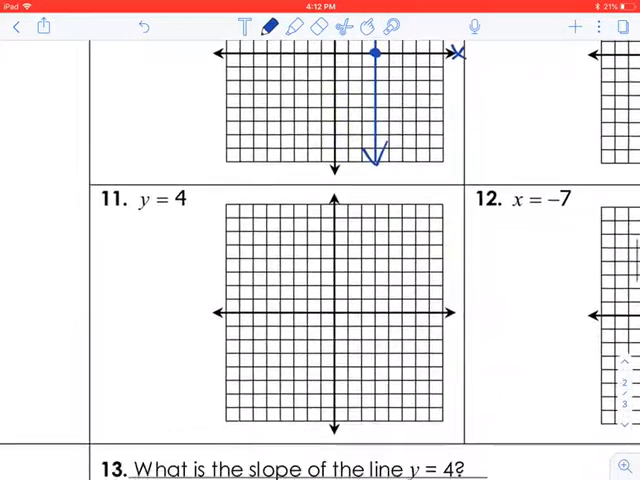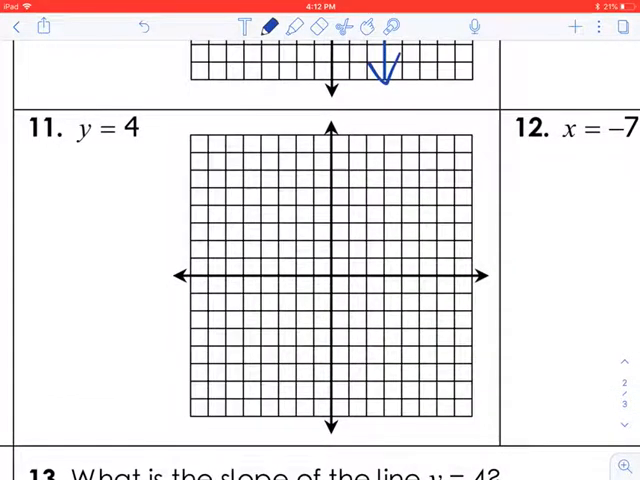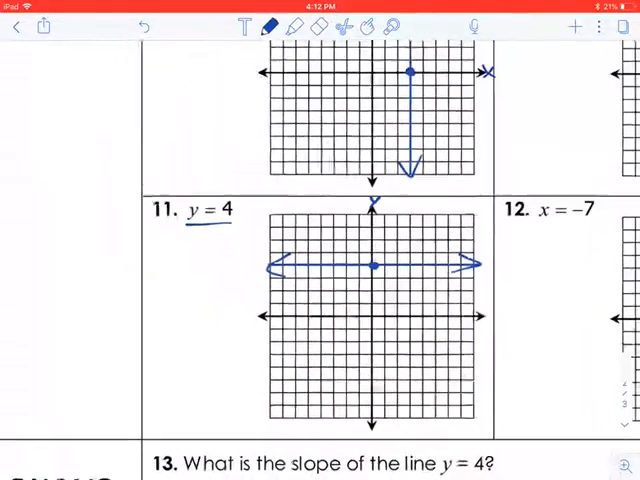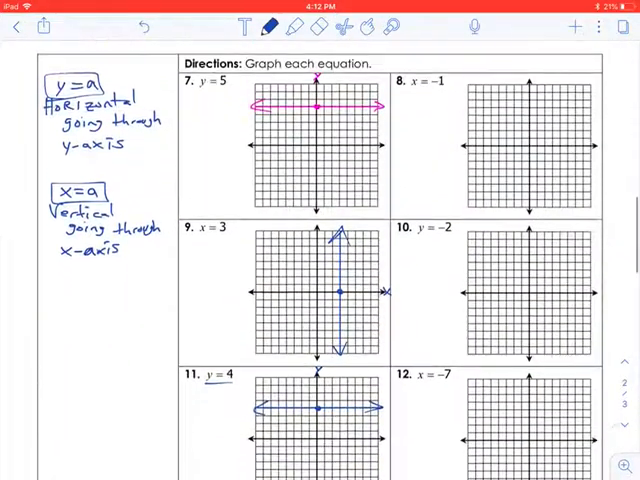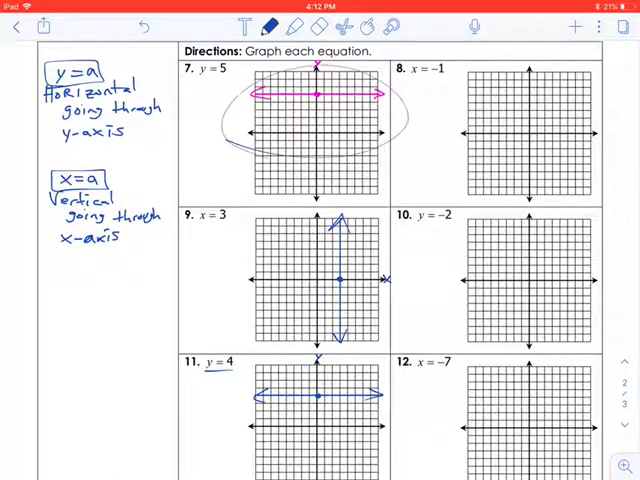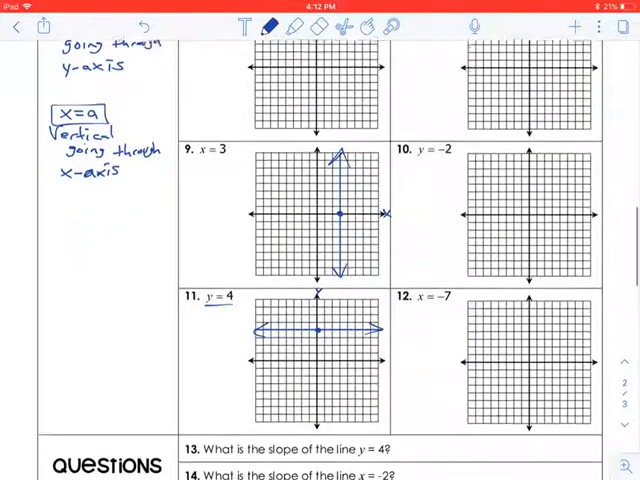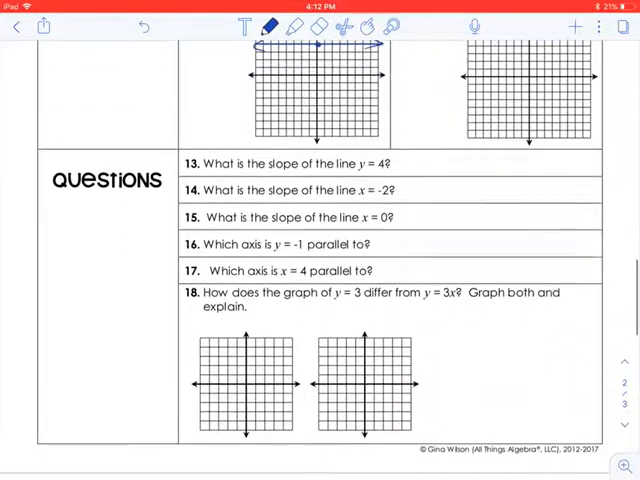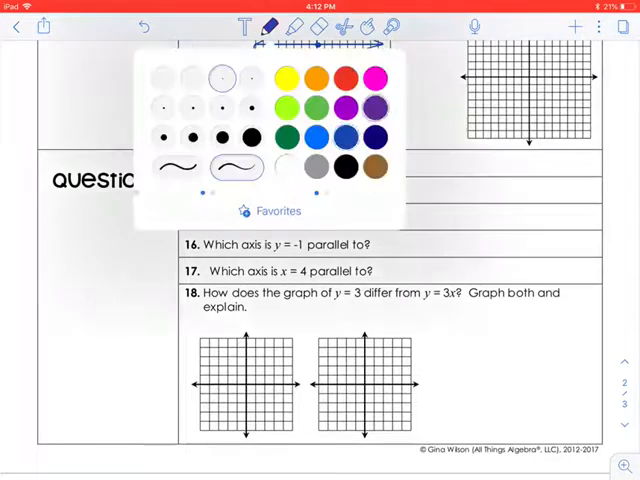Okay. And so now number 11, same deal. We've got a y equals 4. So 1, 2, 3, 4 on the y-axis. And we want to go through that point. So horizontal. So you can see the difference. Y equals for both of those are horizontal, horizontal. And then the x equals is the vertical. Okay. So let's go down to these last few questions.